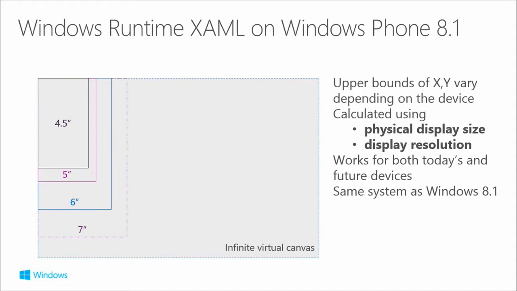No longer do we have a set of devices. Instead, we have a screen of unknown size. It has upper bounds of X, Y, and the maximum values of X, Y are dependent on the device in question and the display resolution of that device. So we've got this sort of infinite virtual canvas on which we are laying out all of our XAML elements.